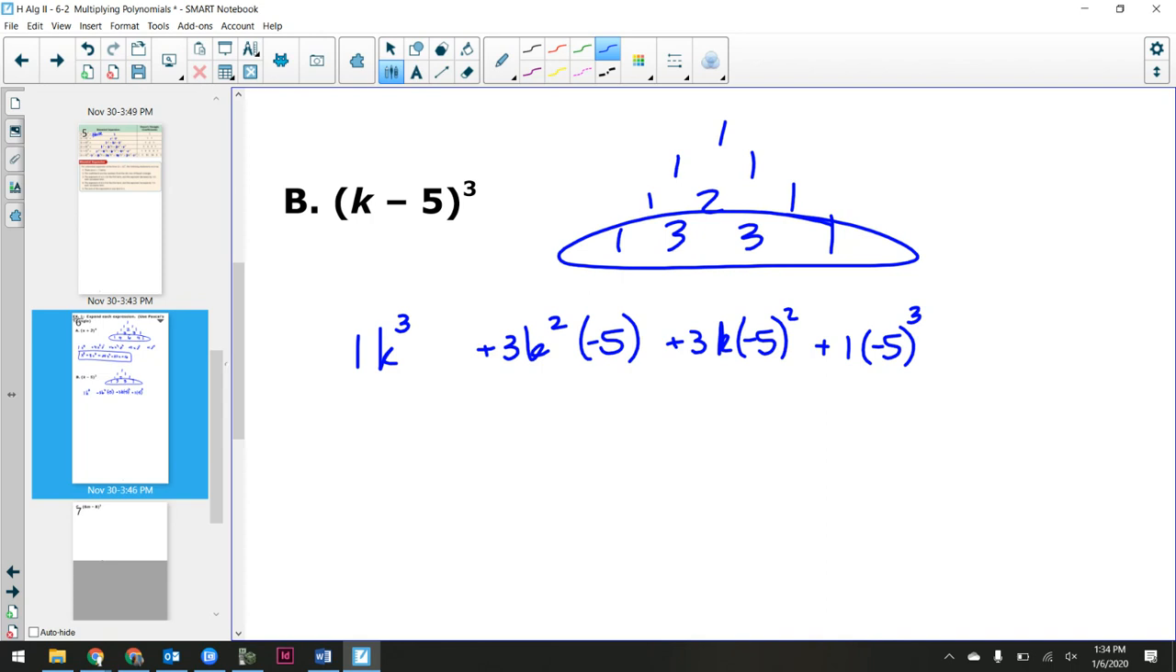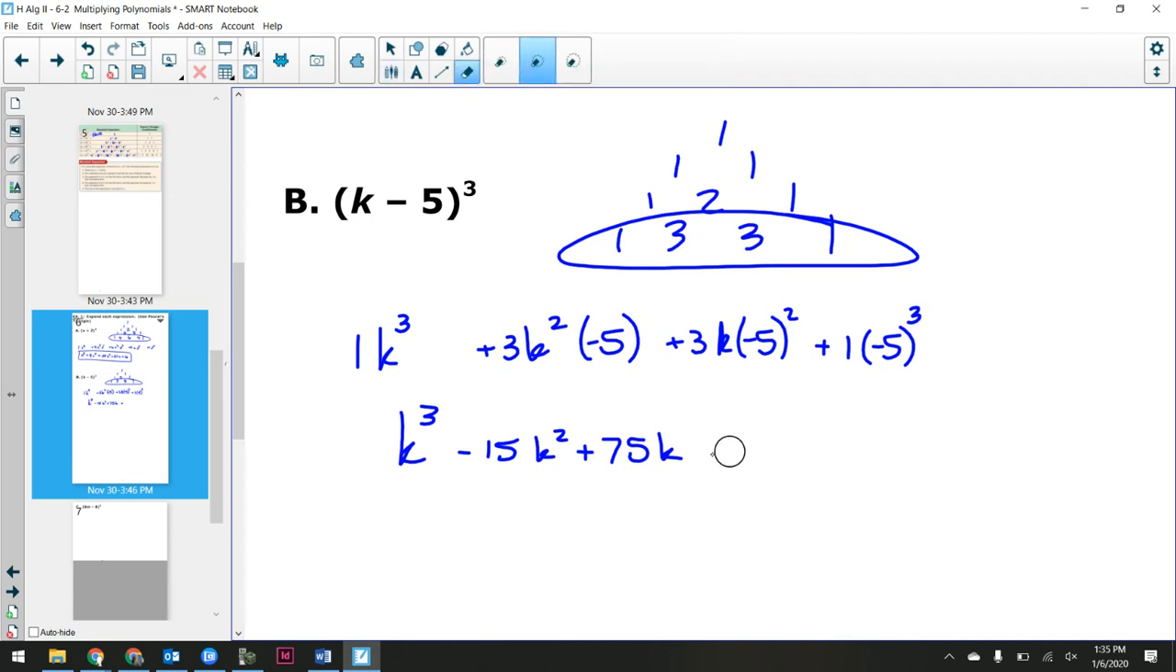My first term is simplified as it is, k to the third. My second term, I've got 3, oops, I wrote a plus sign and it's not a plus sign. I have 3 times negative 5, negative 15k squared, so minus 15k squared. I have 3 times negative 5 squared. Negative 5 squared is a positive 25. 3 times 25 is 75. And then we have, and I wrote a plus sign, and it's not a plus sign, negative 5 to the third power is negative 125.